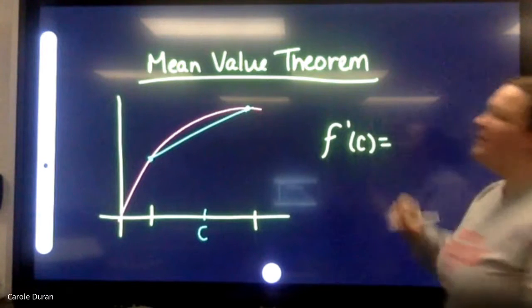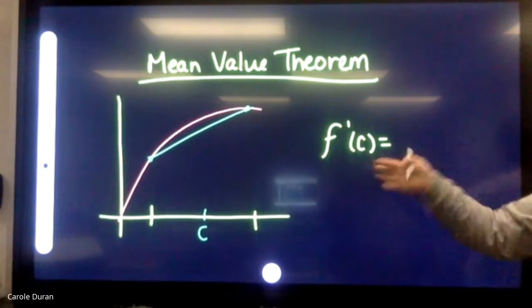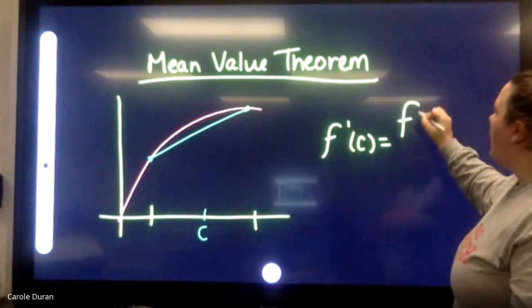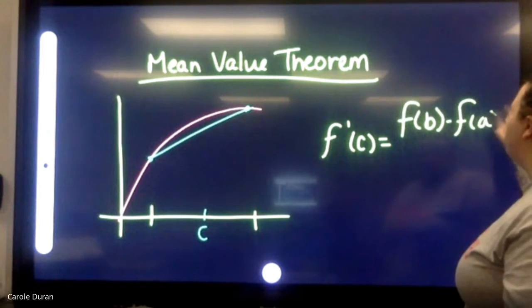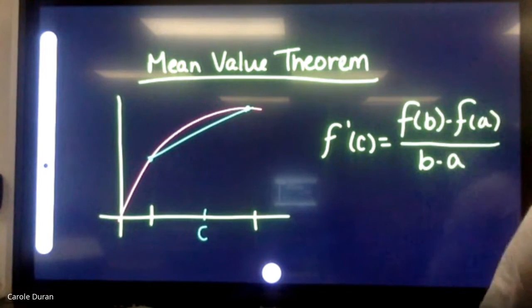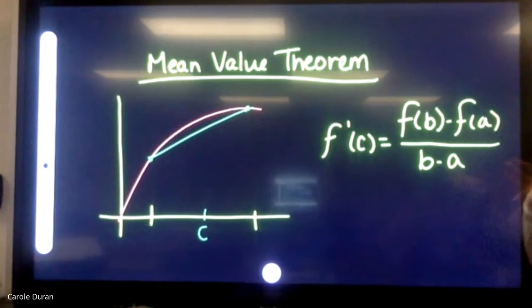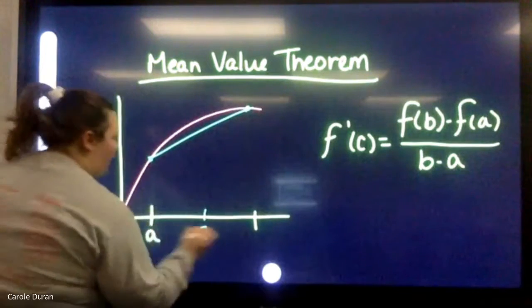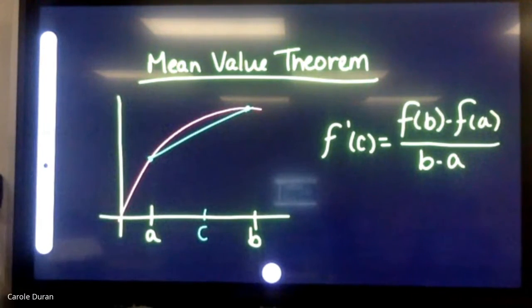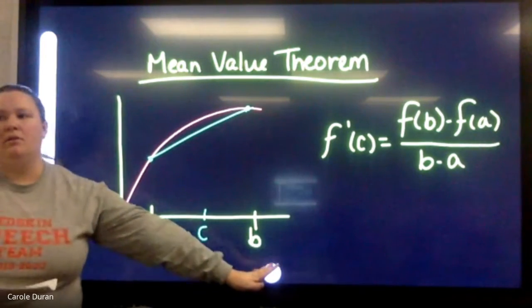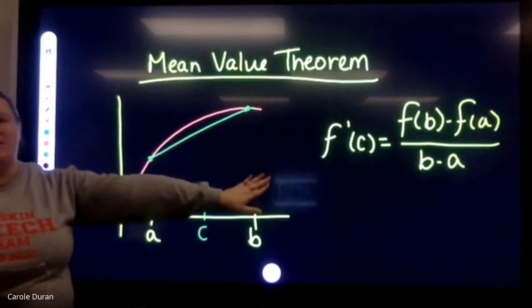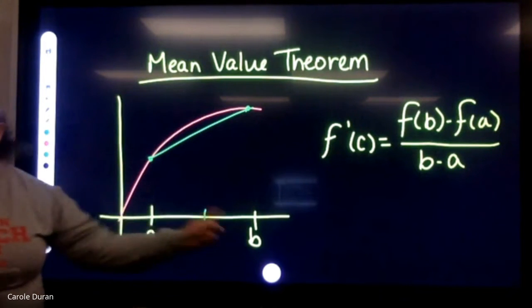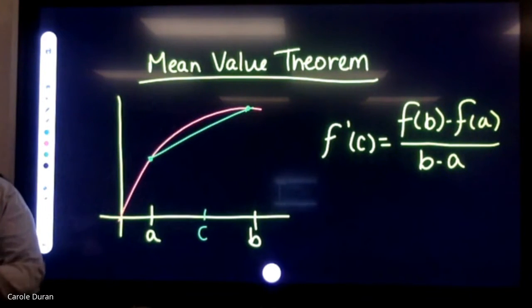Okay, so mean value theorem algebraically says the derivative of some point C is equal to the average rate of change between the endpoints B and A. So our average rate of change formula is f of B minus f of A all over B minus A, where A and B are the endpoints of the interval that C must exist on. So C is some number between A and B, and there is some point C where the derivative equals the average change between A and B, which is the slope of the line that connects them.